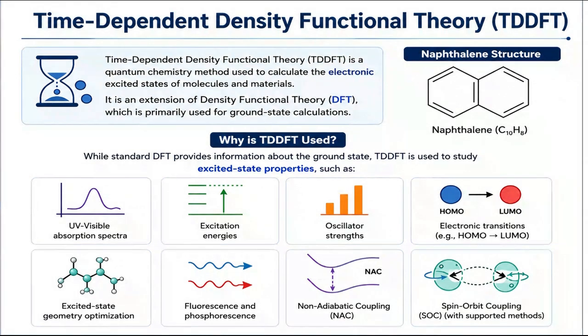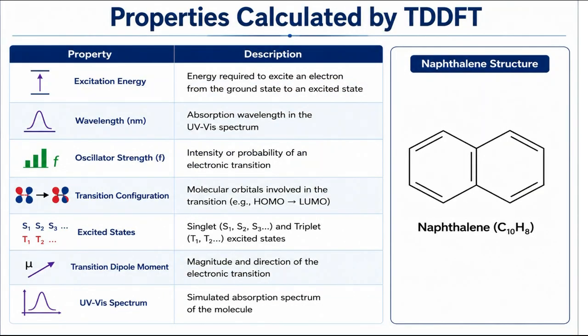Why is TDDFT used? You can see the different properties given, like UV visible absorption spectra, excitation energy, oscillator strength, electronic transitions, excited state geometry optimizations, fluorescence and phosphorescence, non-adiabatic coupling, and spin orbit couplings. You can see this type of property is calculated only with TDDFT. When we move on to TDDFT spin orbit coupling and TDDFT non-adiabatic coupling, we will discuss them in the next tutorial, but here we will focus only on TDDFT.